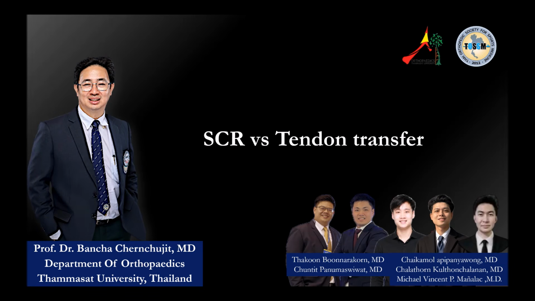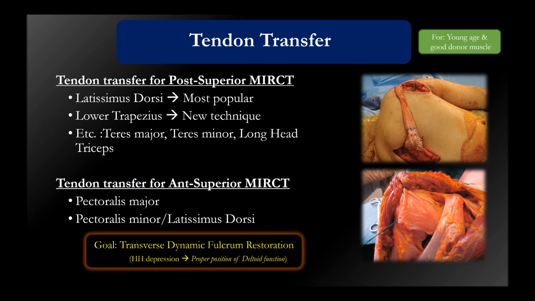So now I'm talking about the massive tear, the tendon transfer, and also the SCR. When we're dealing with the massive tear, before you jump to do the reverse, another option is to fill the gap. You can fill the gap with the local tendon, like tendon transfer, or you fill the gap with tendon from the distal part, like from the hip. So actually, it's the same thing.